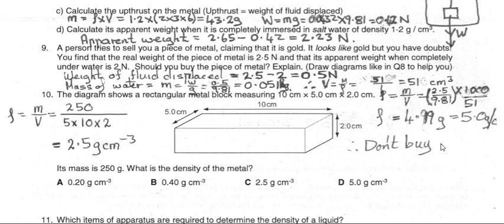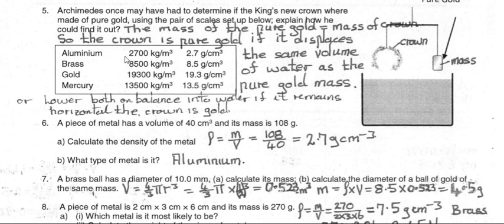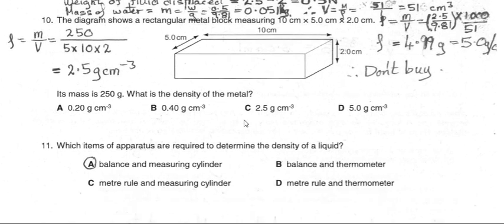centimetre cubed. So 5.0 grams per centimetre cubed, if we go back up here, is much less dense than gold. So it's not gold. It's nowhere near pure gold, so don't buy. The density of the metal is 5.0 grams per centimetre cubed.